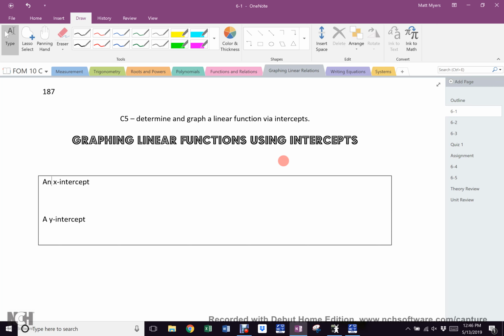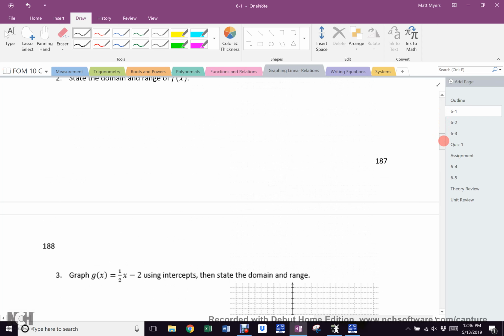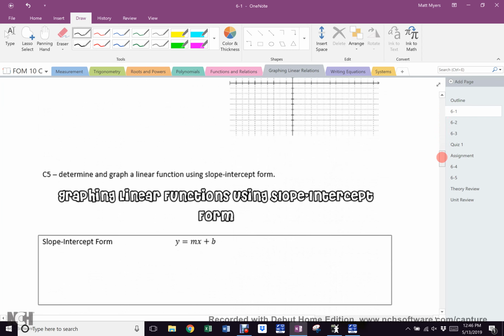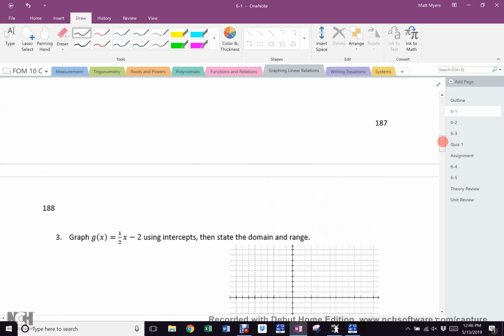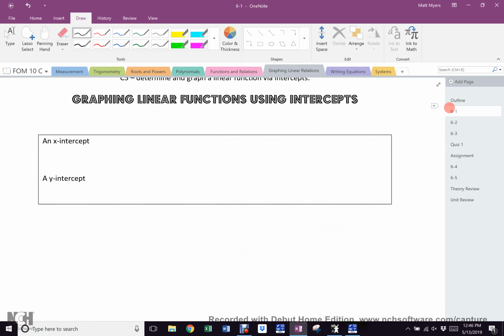What time is it? 12:46. Class ends at 1:02? 1:01? Just at 1 straight up? Give me one moment. The first 3 things we do will be very helpful for you on your test, so I'm going to do them and then I'm going to stop.